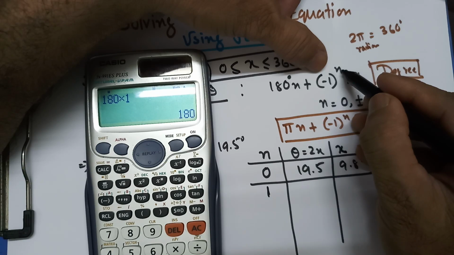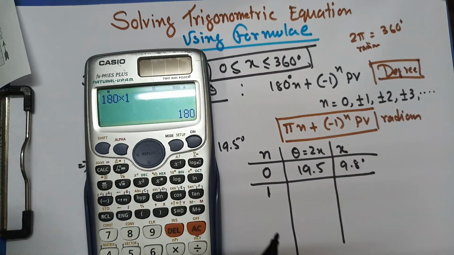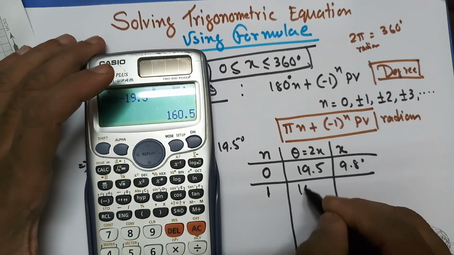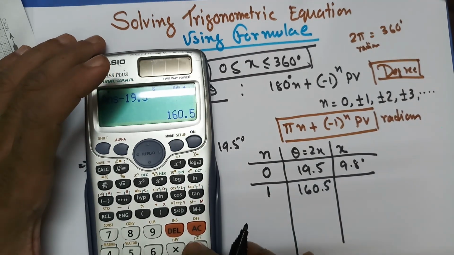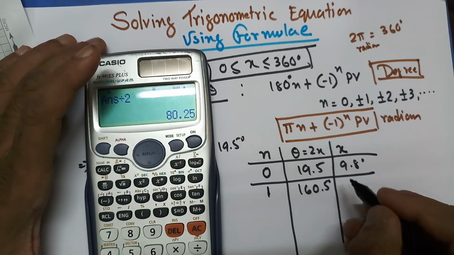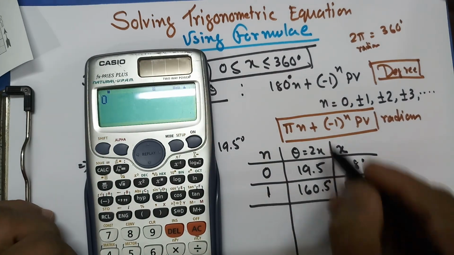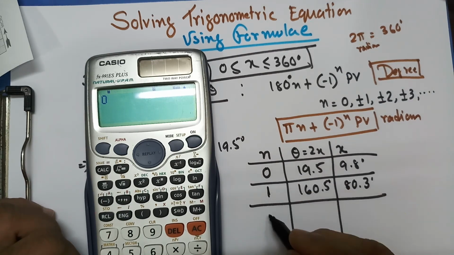Now power is 1, therefore it's going to be minus, so minus 19.5, that's going to give me 160.5 degree divided by 2, that's 80.3.